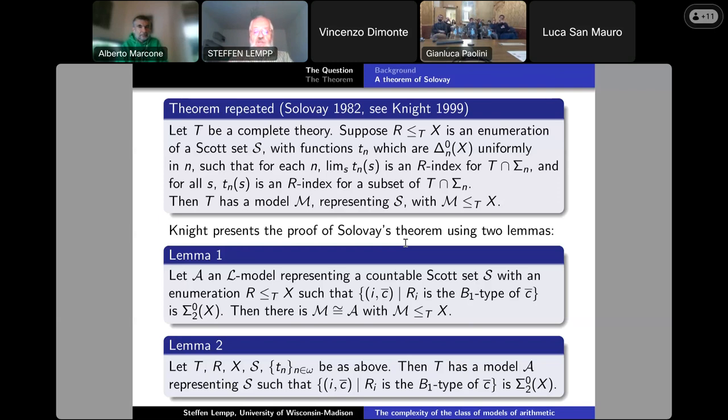Now, it's not hard to see how these two lemmas together will prove Solovay's theorem. You first start with lemma 2, right? You take your theory T and R and X and whatever, and you produce some model A, which has the property that this set of I, C bar is Sigma 0 2 in X. Then you can apply lemma 1, which says if I have this set of pairs I, C bar with this property, that's Sigma 0 2 in X, then I cannot just find some arbitrary model A, but I can find a model M, which is isomorphic to A, which is actually computable in X. Okay, so this is Solovay's theorem. And that was our starting point.